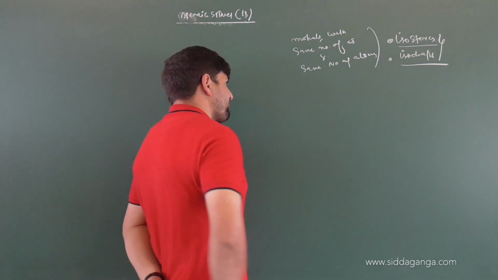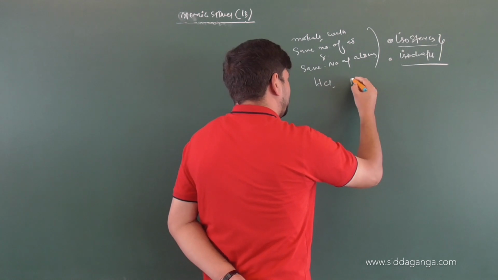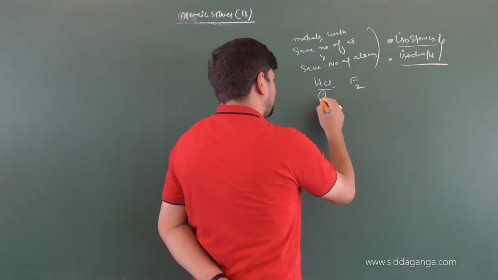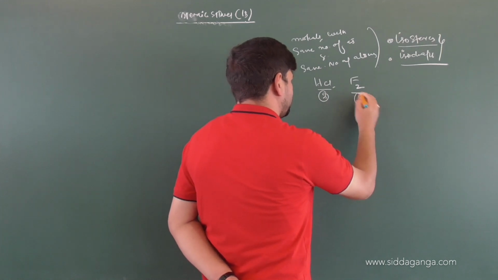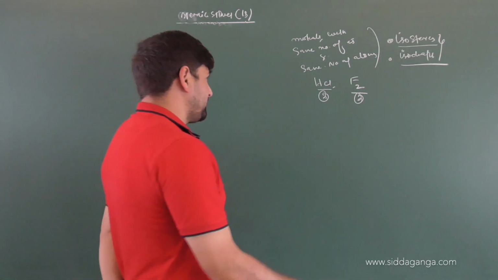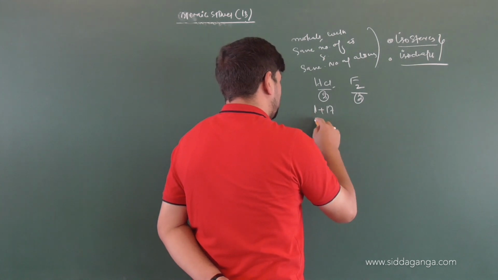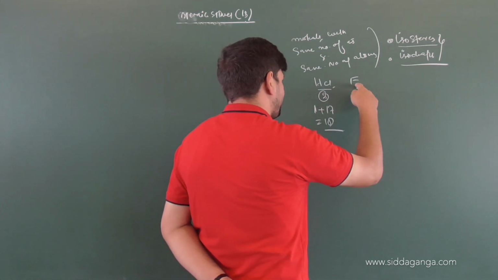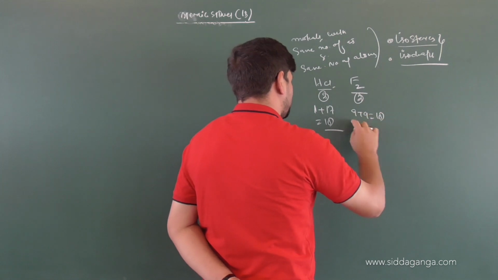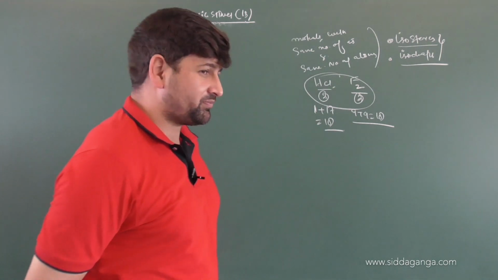Suppose we have HCl and we have F2. What is the number of atoms in HCl? 2. And what is the number of atoms in F2? That's also 2. What about the number of electrons? Let us see. In HCl, hydrogen has 1 electron and chlorine has how many electrons? 17, that is total 18. Each fluorine has 9 electrons and there are 2 fluorines, so that makes it also 18. So these two chemical species are isospheres.